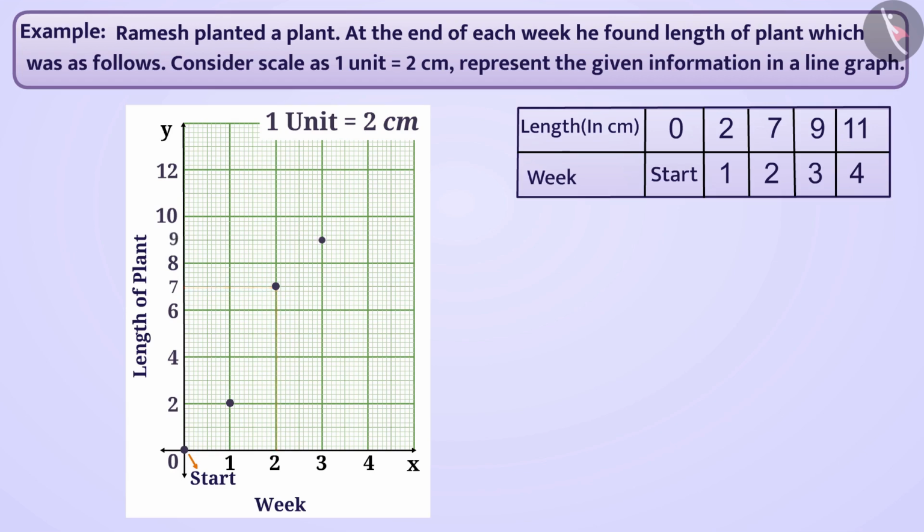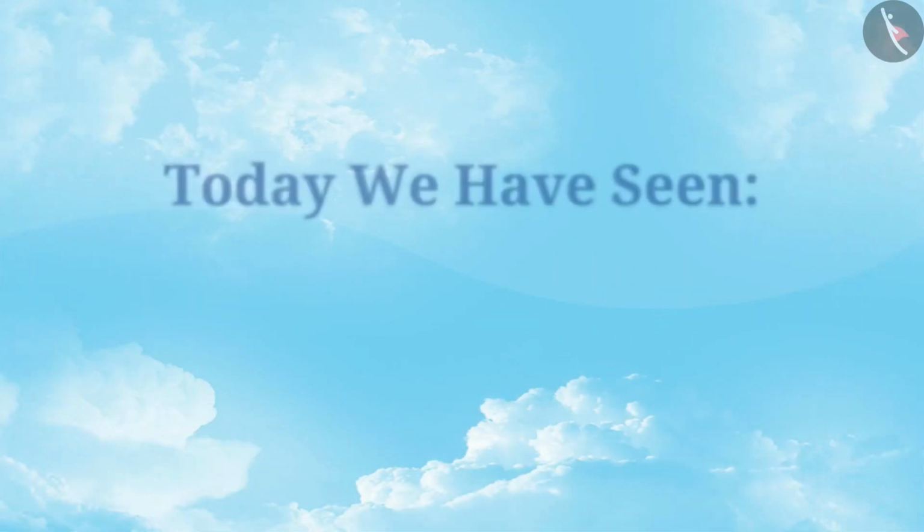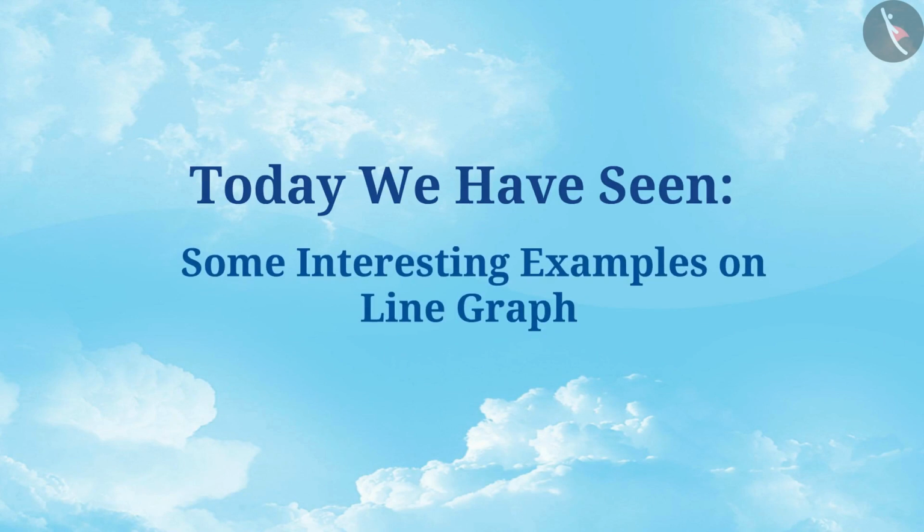Similarly, we will mark the points for all observations. Now we will connect all the points with line segments. We have shown an increase in plant length over time as a graph. Therefore, we can call it a graph of time growth. Today we have seen some interesting examples on line graphs. In the next video, we will see some more examples.